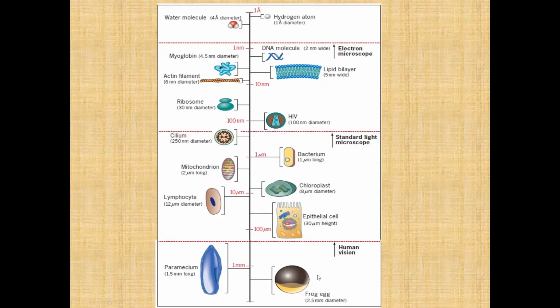But a frog egg, for example, can be seen with the naked eye because it's approximately 2.5 millimeters in diameter and not micrometers. So we can see it clearly with our naked eye.